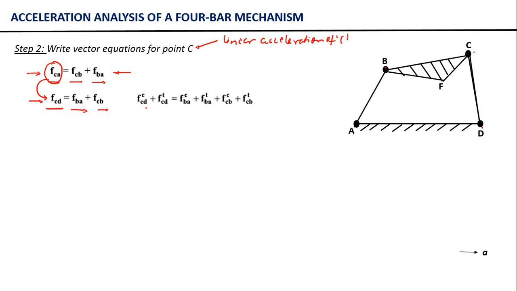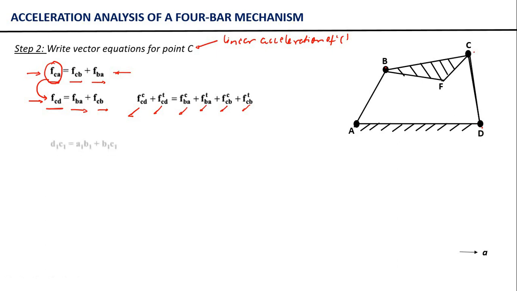So right now FCD vector you can write down as FCD C vector plus FCD T vector, and again equal to FBA C vector plus FBA T vector. Similarly you can break down this FCB also into two components, so it will become FCB C vector plus FCB T vector. Now let us move ahead.